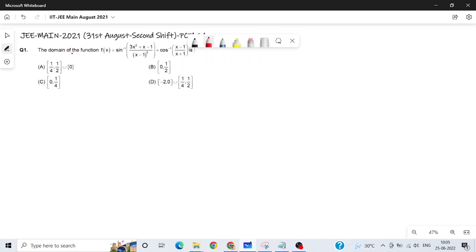In this question we have to find the domain of the function f of x, which is equal to sine inverse of (3x square plus x minus 1) upon (x minus 1) square, plus cos inverse of (x minus 1) upon (x plus 1).